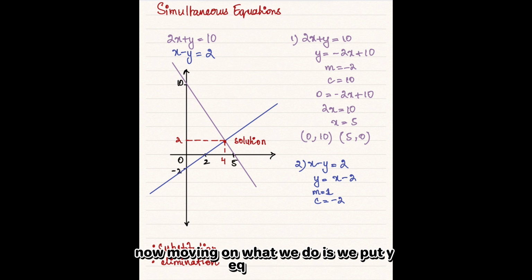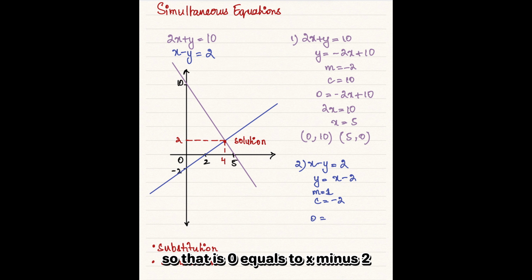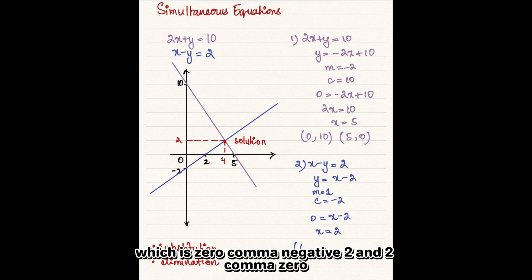Now moving on, we put y equals 0. So that is 0 equals x minus 2. Essentially x becomes 2. So again, we've got 2 points, which are (0, negative 2) and (2, 0).